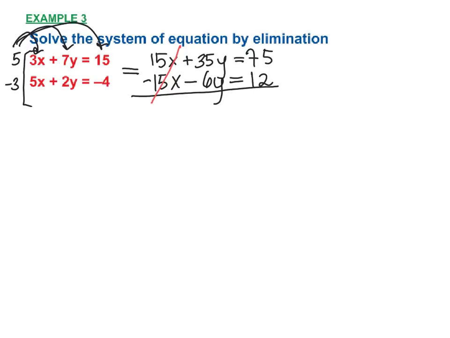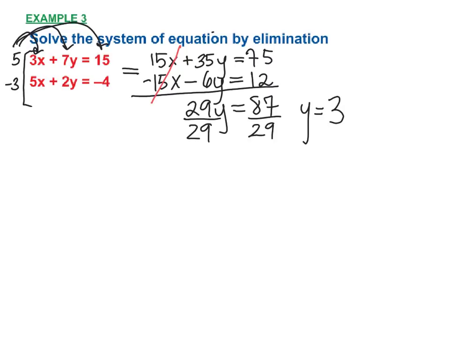So 35 minus 6 is 29y. And 75 plus 12. So really we're not subtracting, we're just combining like terms. 75 plus 12 is 87. And we divide both sides by 29. We're going to get y is equal to 3. But again, I'm not finished. We need an x and a y. We need a point of intersection.